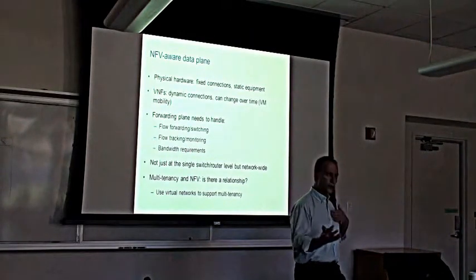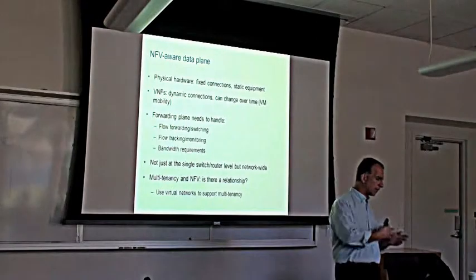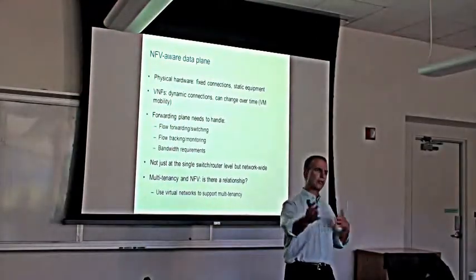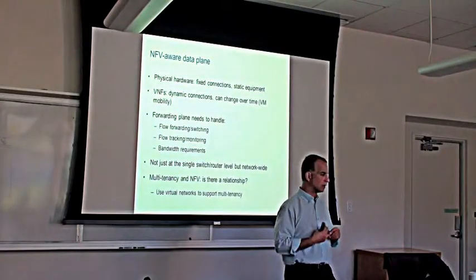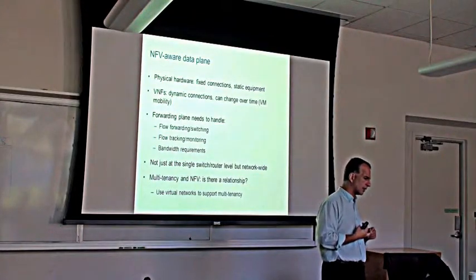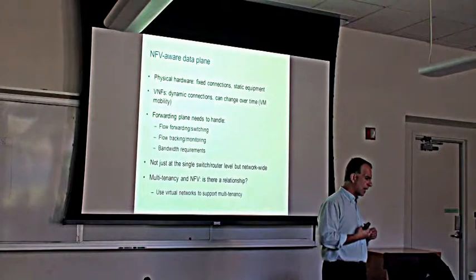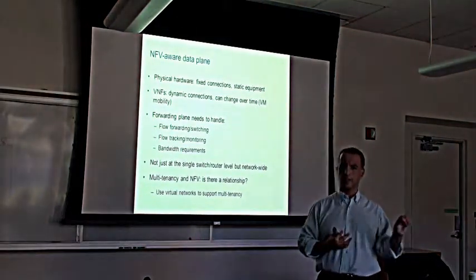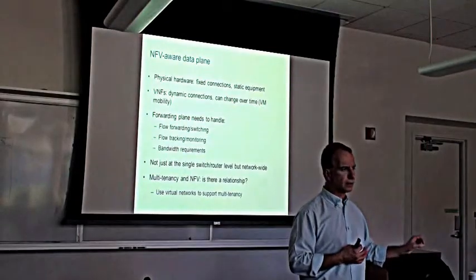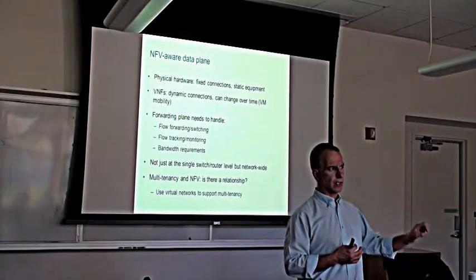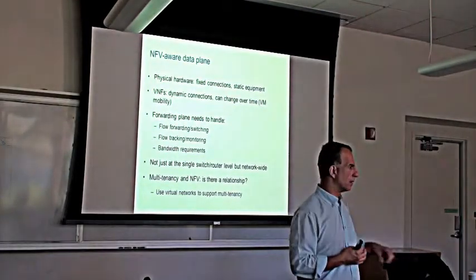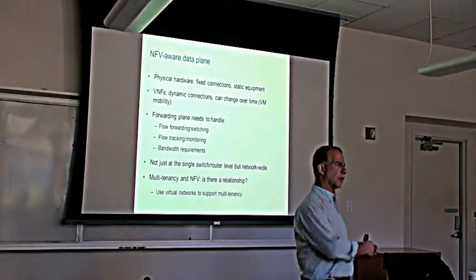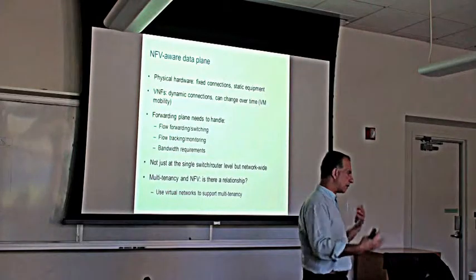Keeping that in mind, the forwarding plane needs to handle flow forwarding and switching. You need to somehow keep track of how the flows in the network traverse across the different servers. And when it comes to bandwidth requirements, things are changing, because in the current paradigm you have static connections, so the bandwidth on a specific connection is given and cannot be changed. But when you move things around, everything becomes more dynamic.